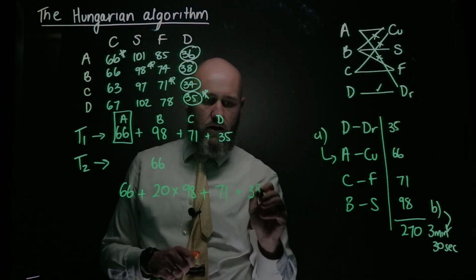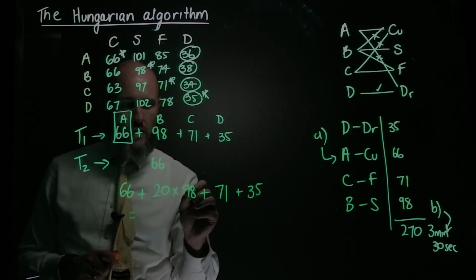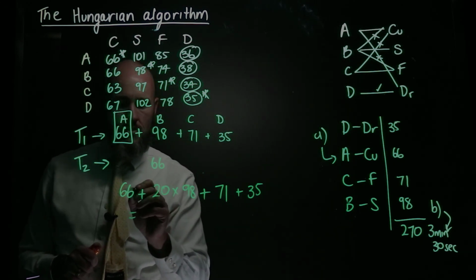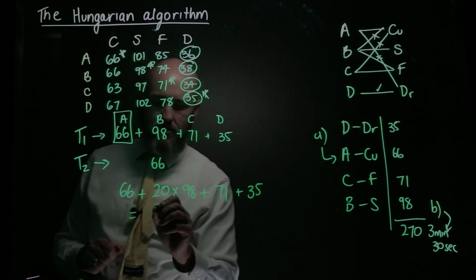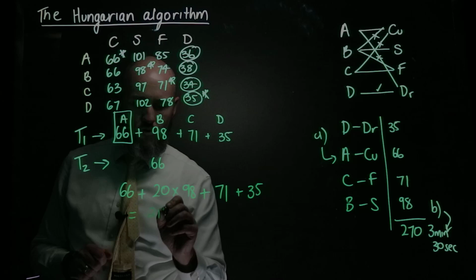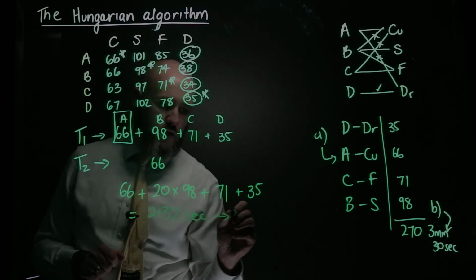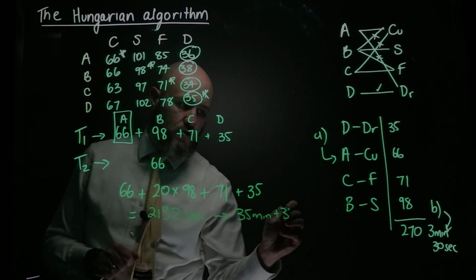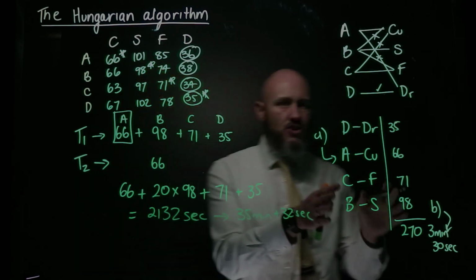which takes 35. And so we have a minimum of 66 plus 20 times that, which is 1960, 2026, 2126, 2132, 2132 seconds, which is 35 minutes and 32 seconds. So that's our minimum time based on this allocation.